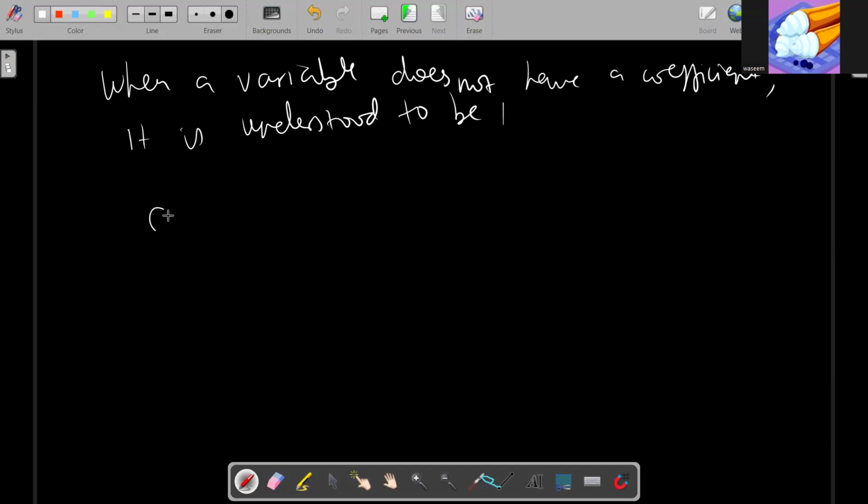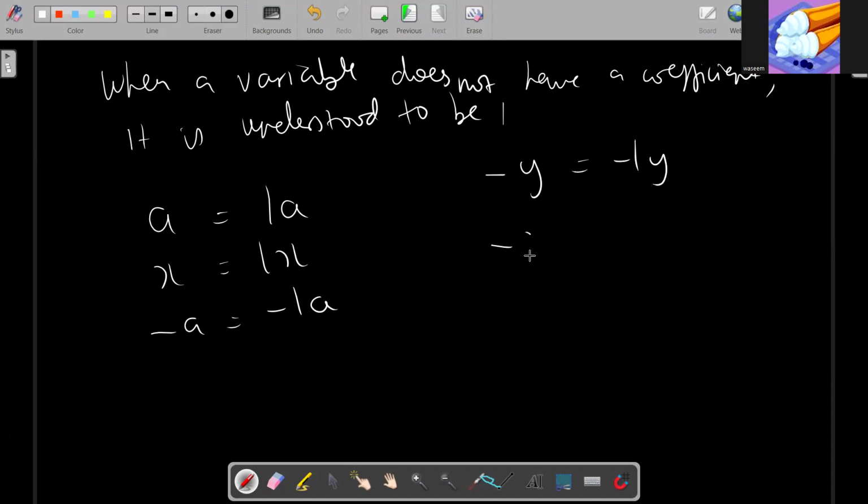For example, a is the same as 1a, right? x is the same as 1x. Minus a is the same as minus 1a, right? Minus y is the same as minus 1y. Minus xy is the same as minus 1xy. Are you getting the picture, right? Yeah?